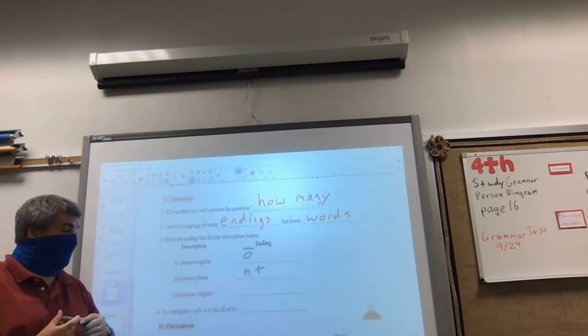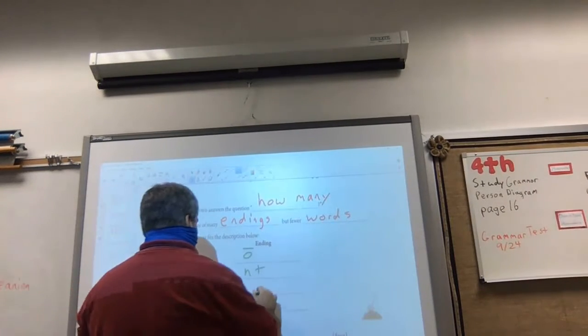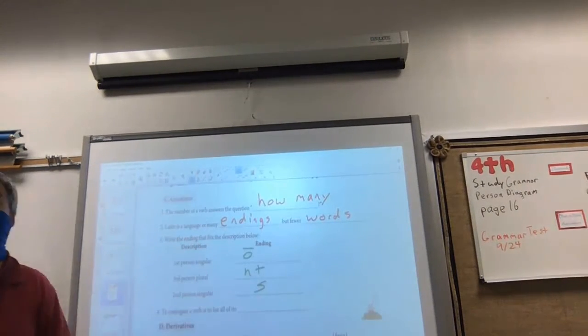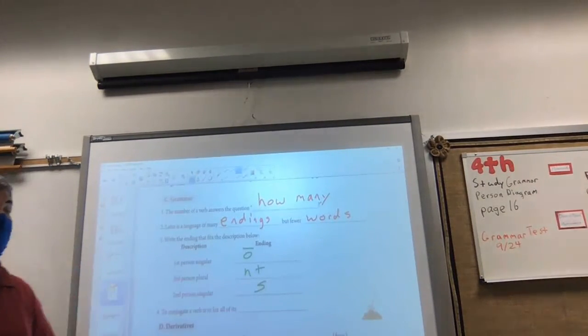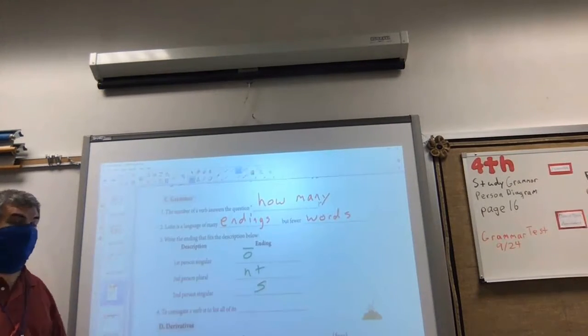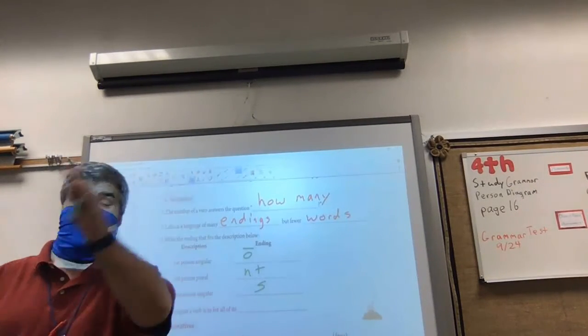Second person singular. What's second person singular? Asher. S, good. Also, how I remember that? Yes. How I remember that is o-s-t, m-u-s, t-i-s, u-n-t. Hey, if it works for you, great. Now, to conjugate a verb is to list all of its endings. Okay, we can do it that way.